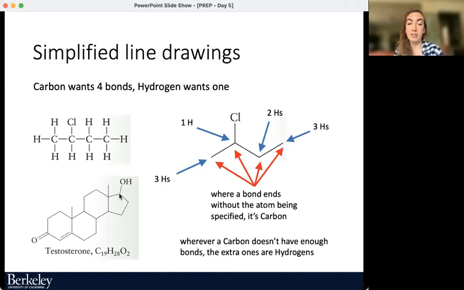So the carbons are anywhere that there's a bond ending without us specifying what it is. So 1, 2, 3, 4, 5, 6, 7, 8, etc. So this might be a good challenge molecule to practice with. And it also has some double bonds. So this carbon down here has 1, 2, 3 bonds coming off of it. That double bond counts as 2 bonds. So this carbon down here only needs 1 more bond. It needs that 1 more bond with hydrogen.